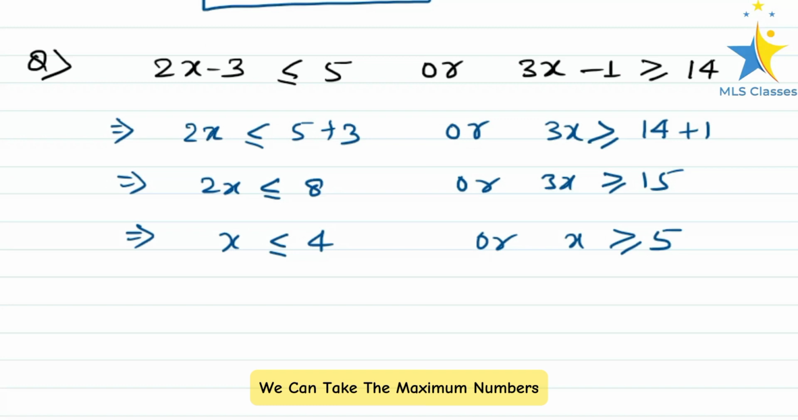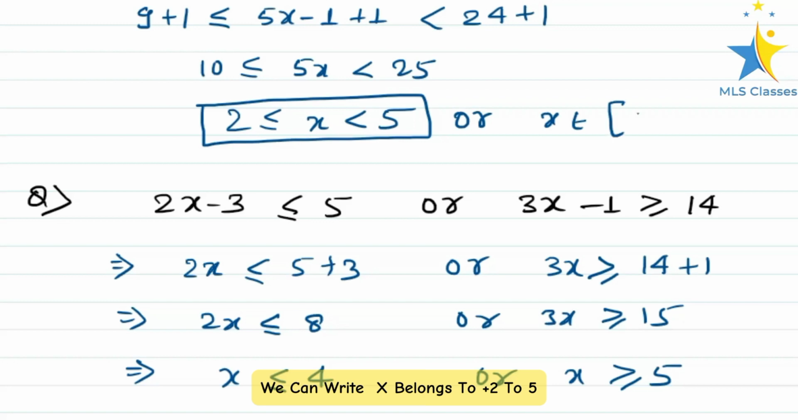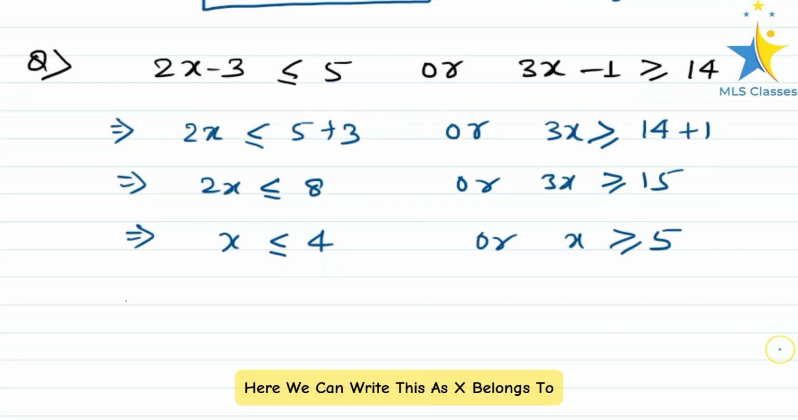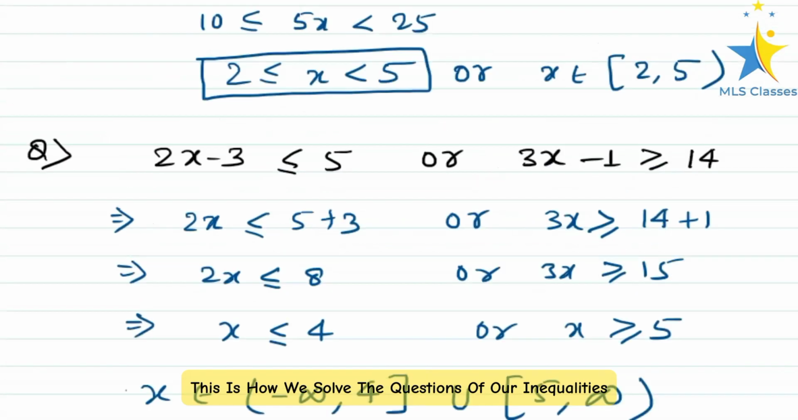"Or" means we take the maximum numbers, that means it is union, and "and" means intersection, that means we only take the common solutions. Here we will take the maximum possible solution. It will be clear from interval notation. In the last one we can write x belongs to 2 to 5, where 5 was not included, so parenthesis. Here we can write x belongs to, less than or equal to 4, that means negative infinity to 4, and "or" is replaced by union, the U symbol, and then 5 to infinity. So this is how we solve the questions of inequalities.